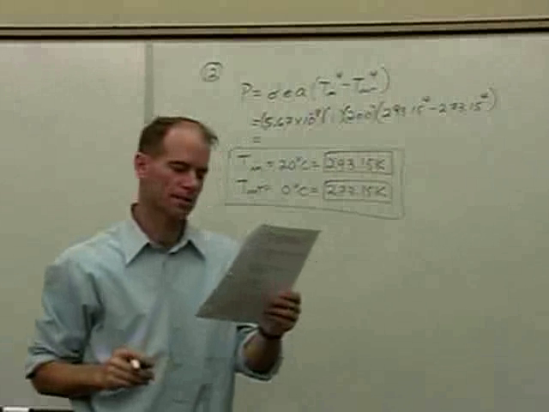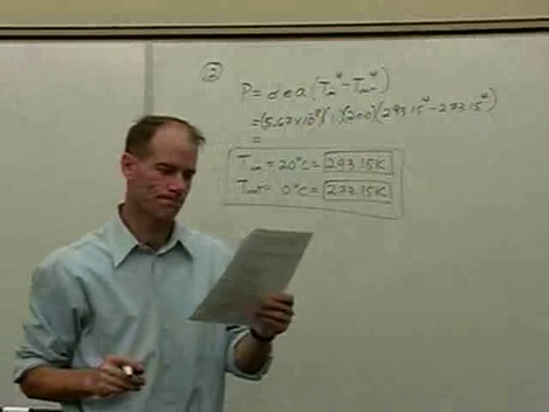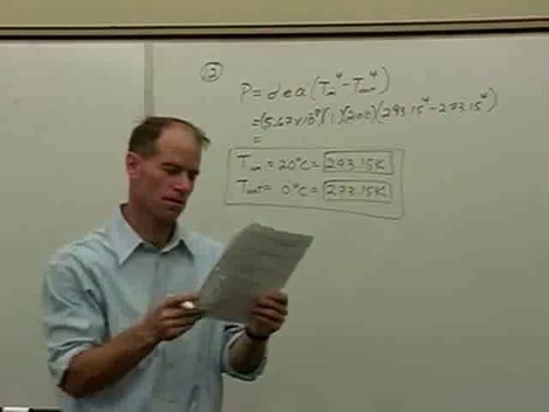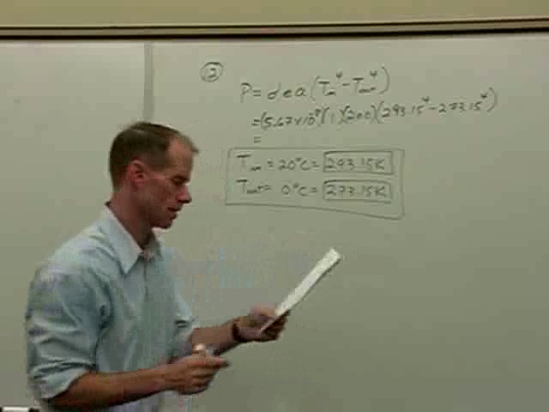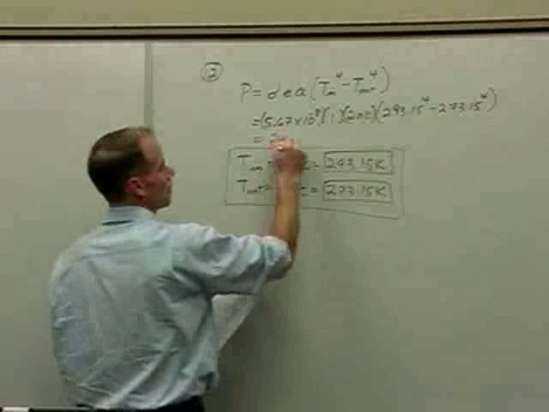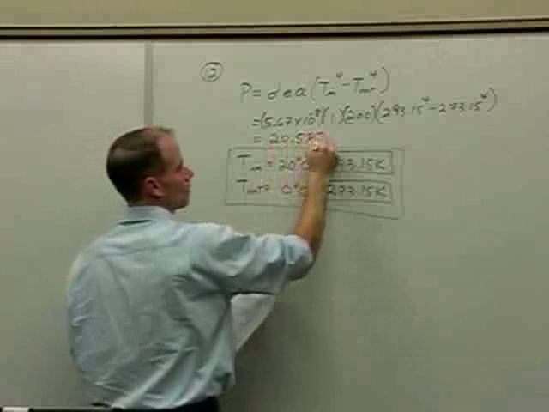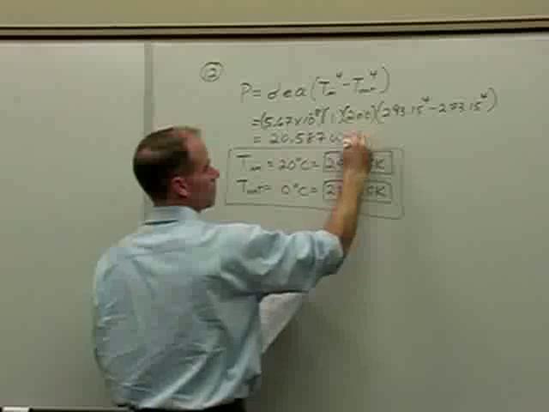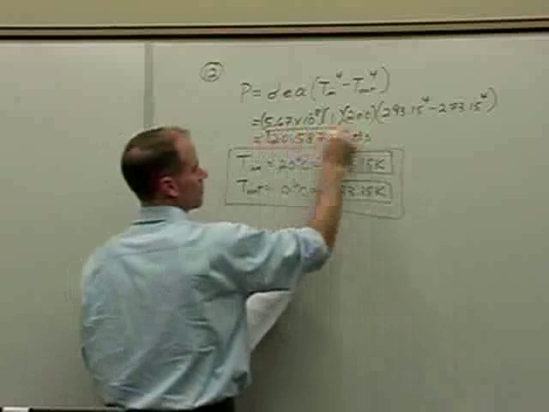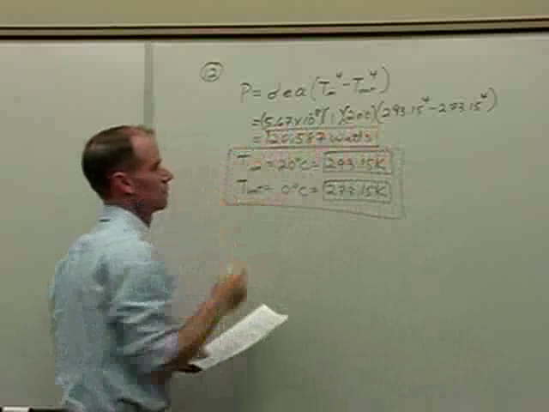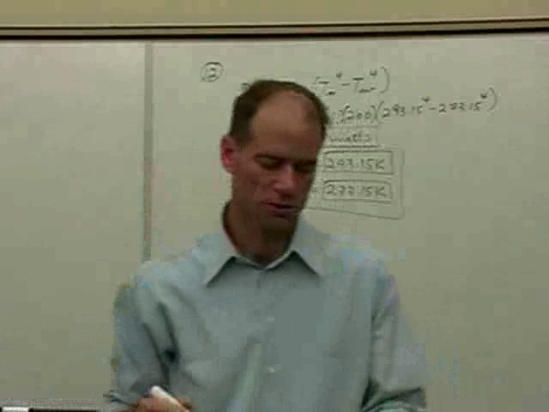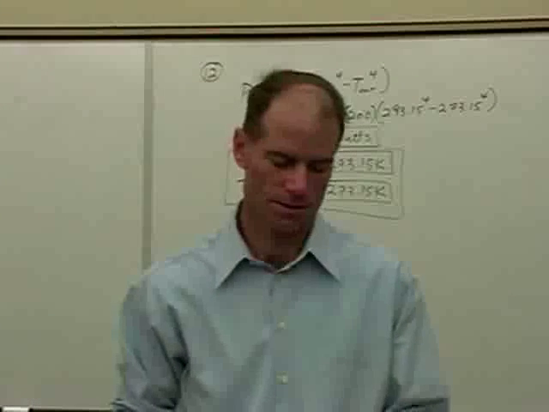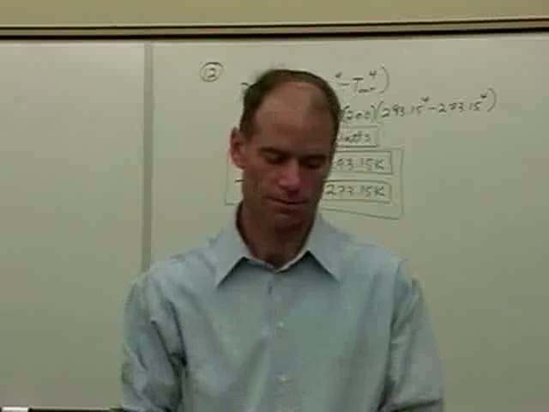That gives me an answer of 20,587 watts. So that's how much energy in joules per second that we will lose from this house.